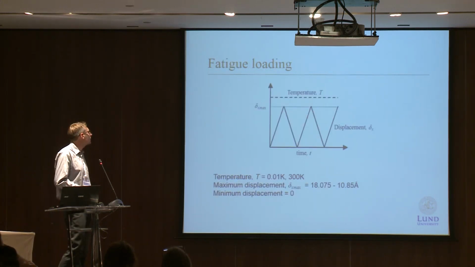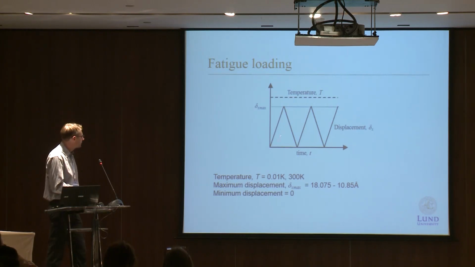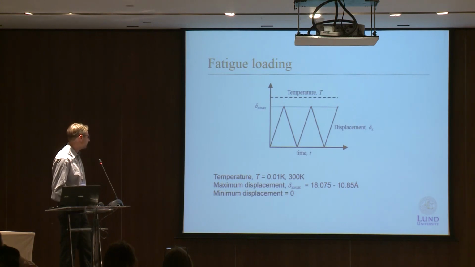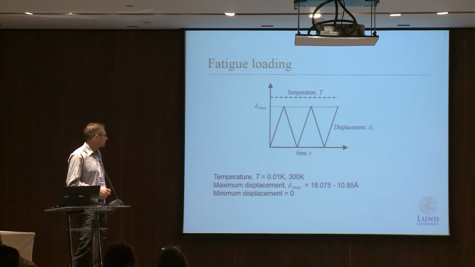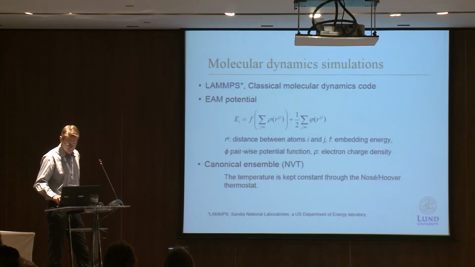So we have performed fatigue loading. We have a constant temperature, with 2 different temperatures, 0.01 and 300 Kelvin, to see how that influences the results. As I mentioned before, we have displacement control loading. We have a minimum displacement of 0 and then a maximum displacement of roughly 3 to 5 unit cells. So quite high strains in this case.